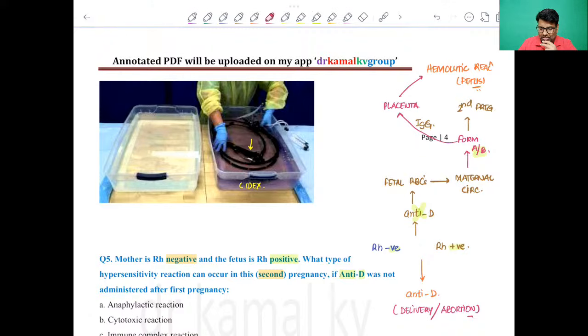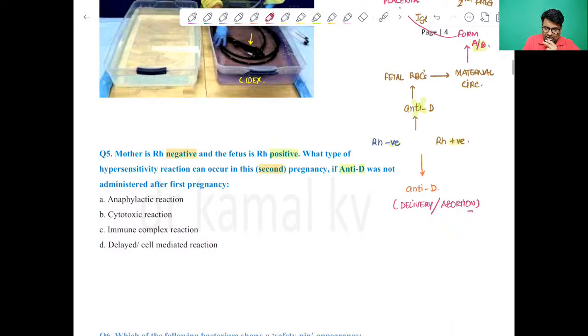So there is hemolysis. So yes, this is a classical example of cytotoxic reaction, which is also known as the antigen antibody reaction, right? So this is antigen antibody reaction. Clear? Or I think if you just give it a number, this is type 2. Okay, so hemolytic disease of newborn or erythroblastosis fetalis.